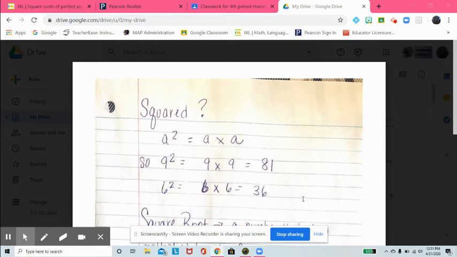You're going to have an IXL to work on this, plus you're going to have a little piece of paper that I would like you to do, which I will tell you at the end of this. Okay, so let's get started.